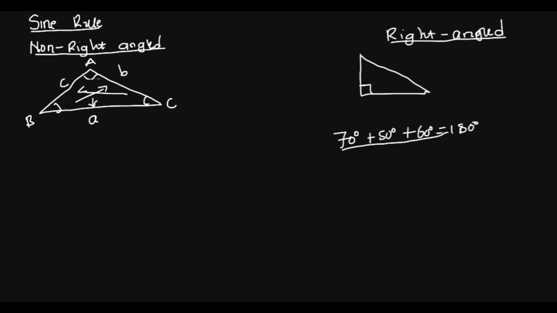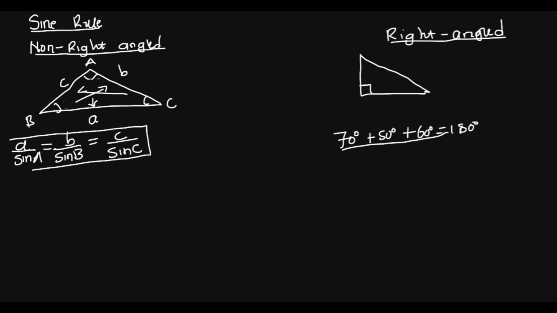Then let's look at the formula for sine rule. We'll just look at the general formula for sine rule. The formula is small a divided by sine capital A is equal to b over sine B is equal to c divided by sine C. So this is our general formula. Now, how do we put this formula into use? Let's look at the first example under sine rule.